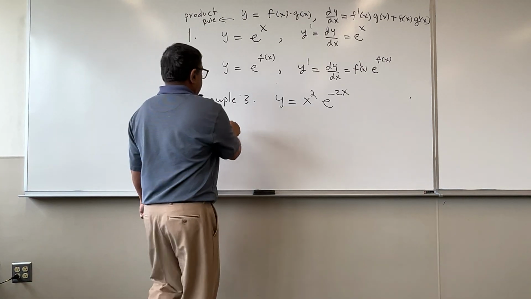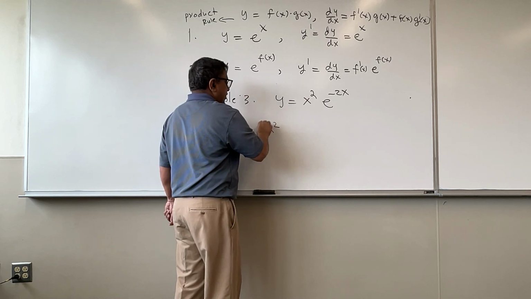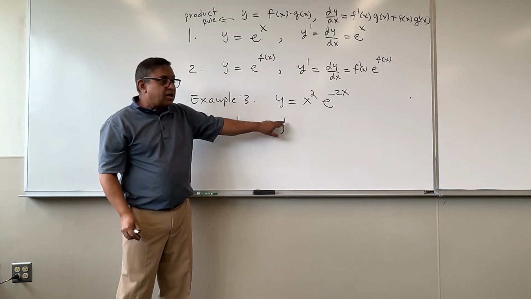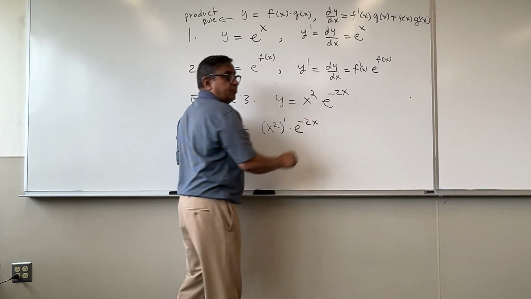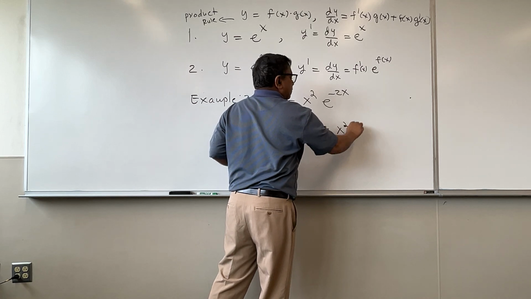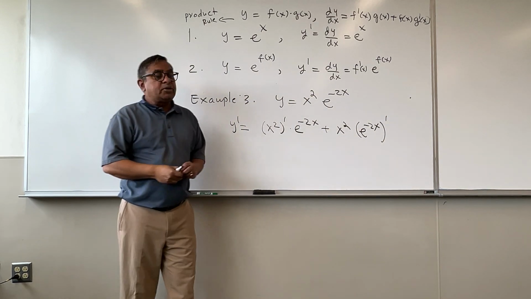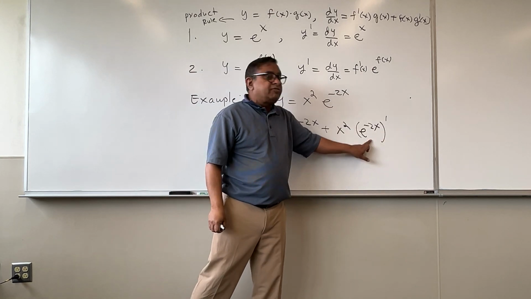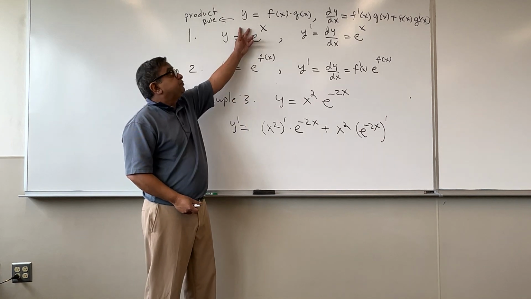So y prime is x squared prime, that is the derivative of x squared. You must have seen this notation before. Prime also stands for the derivative. Times the second function, you write it as it is, plus first function times, that's x squared times derivative of e to the power of minus 2x. This prime here is the derivative, that prime is the derivative of this function. Now let's do this. So this is where we applied product rule.